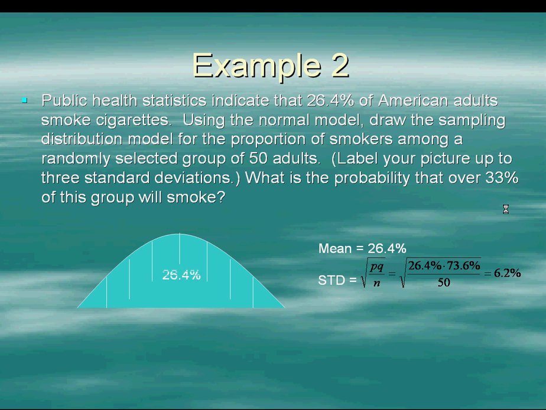Alright, let's draw a normal model. The mean of 26.4% goes in the middle. We're going to add and subtract the standard deviation once from the mean. That gets us to 20.2% on the low end and 32.6% on the high end.